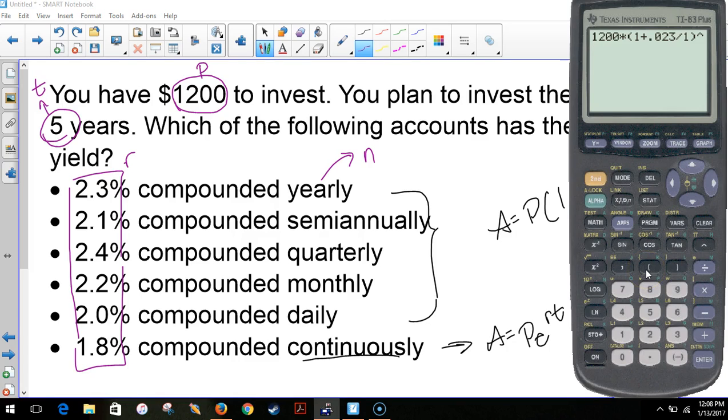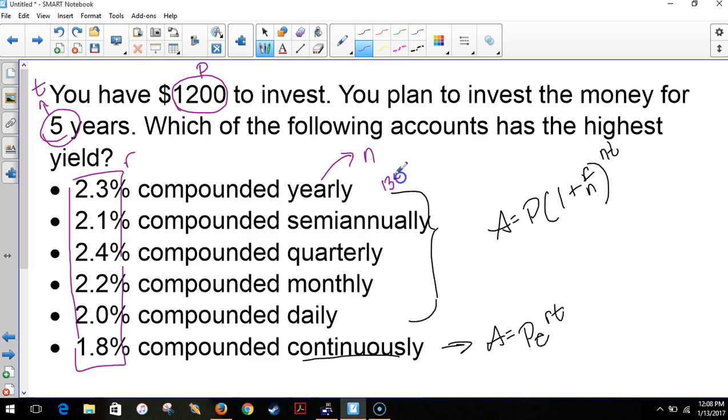Now, if you have an older version of the calculator like I'm using, you're going to need to put your exponent in parentheses. If you're using a newer operating system on your calculator, you'll actually be able to see what parts are in your exponent and which are not, so the parentheses are less needed because the calculator can tell what belongs where. But for the older version, I'm going to have to say N times T and put that in parentheses. And in 5 years, I'll have $1,344.50. So 1344.5, and I'll jot that down right there.